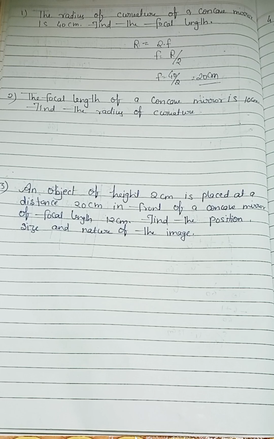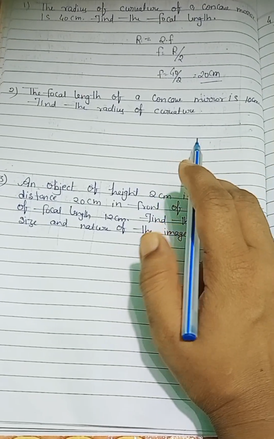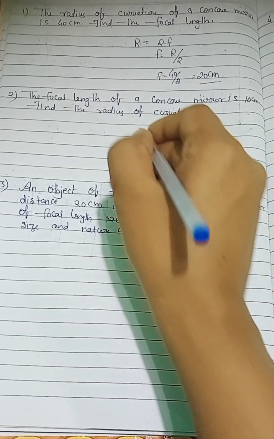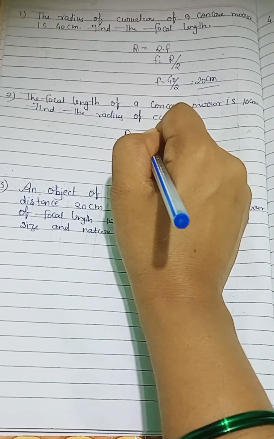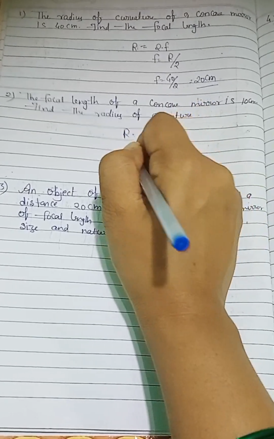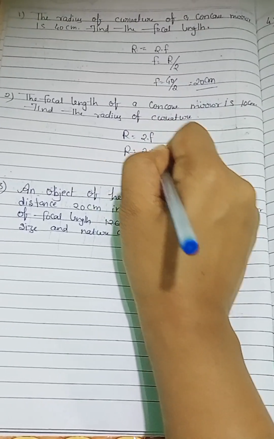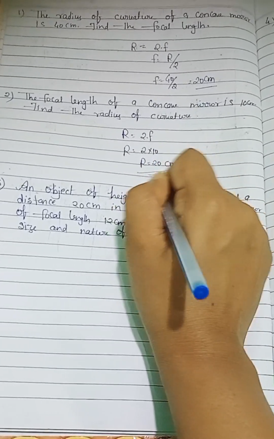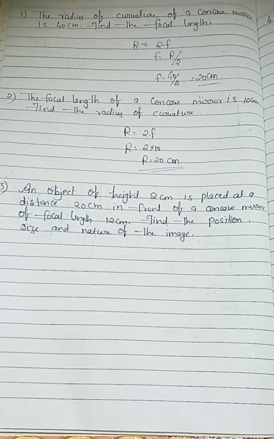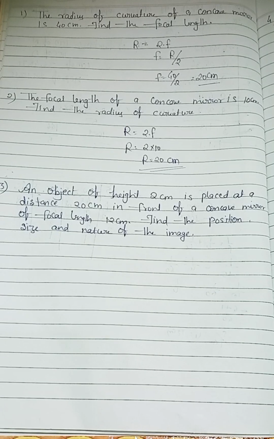Same question, only here the focal length is given and we need to find the radius of curvature. So here you can see radius of curvature is 2 times the focal length. So r is equal to 2 times 10, so r is equal to 20 centimeter. This is our answer. Now question number 3 is given to us.